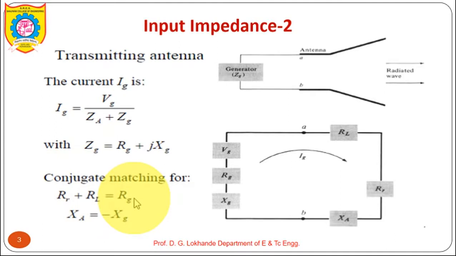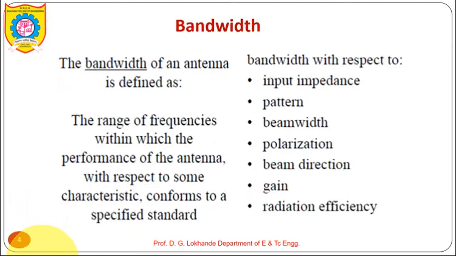So why do we require the conjugate pair? Because we want the maximum amount of power to be delivered from the generator to the antenna, so that the antenna can radiate the maximum radiation intensity in free space. So for making the complex conjugate pair, the sum of all resistances is equal to the generator resistance, and the reactance of the antenna is equal to the complex conjugate of the generator reactance. So this is the case to calculate the input impedance.